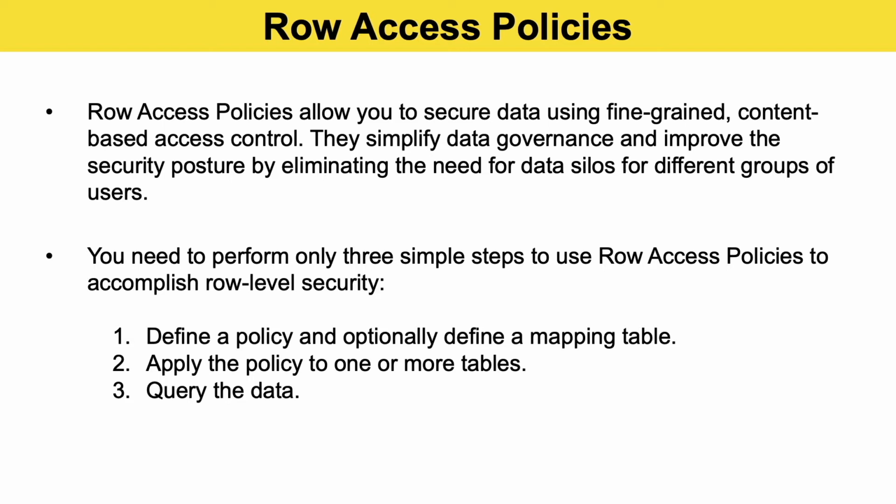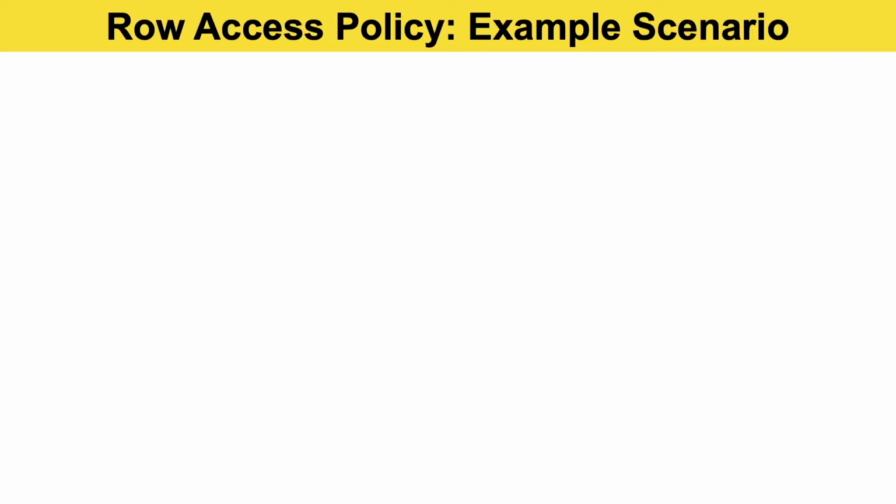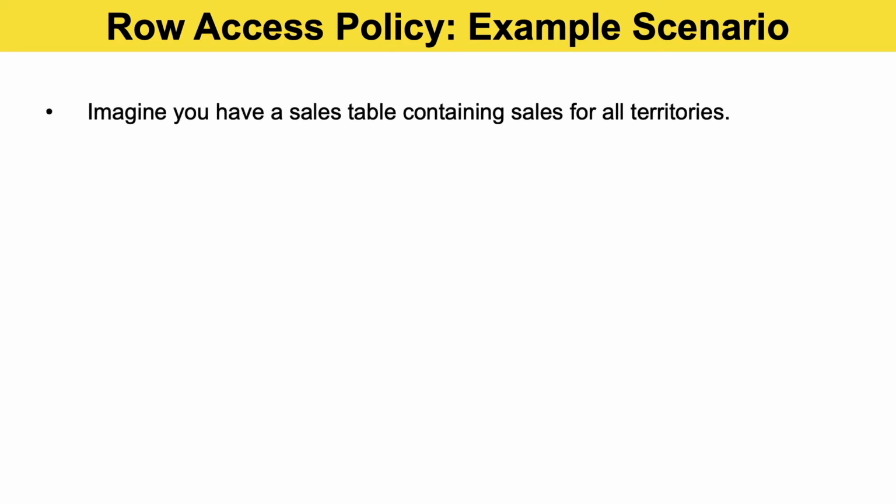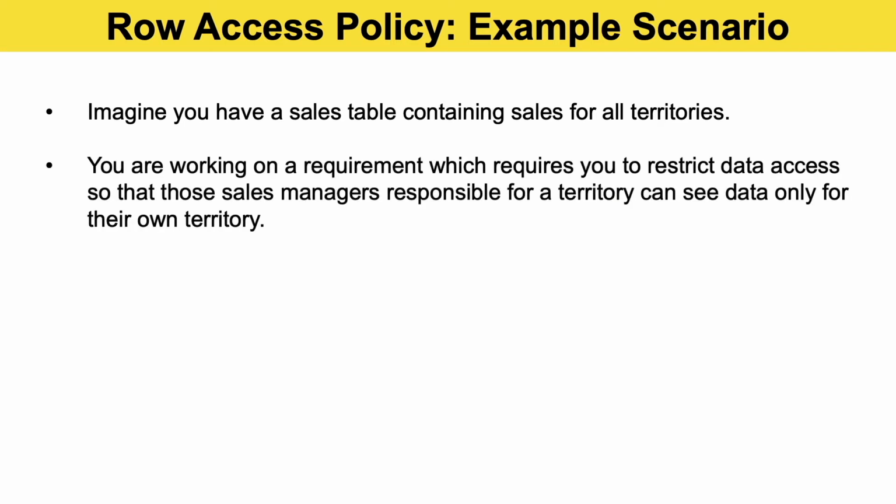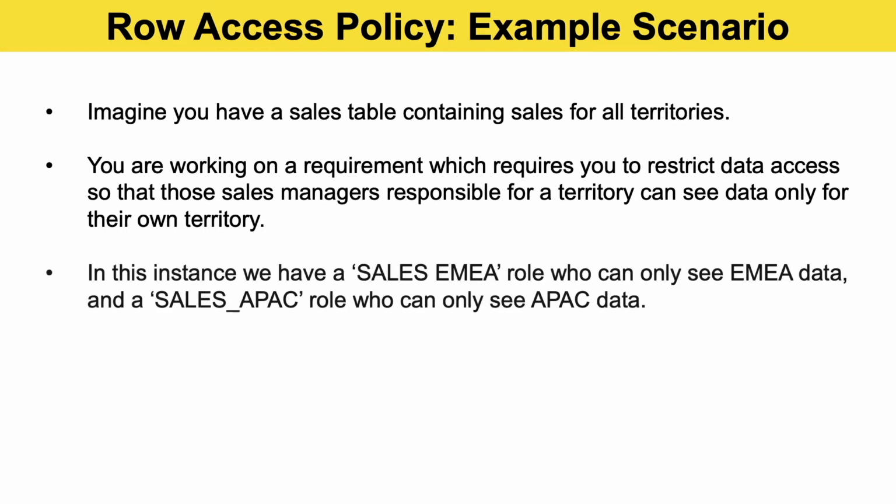So it's pretty straightforward. Before we get into the demo, let's just talk about the scenario that we're going to work through today. So imagine that you have one sales table containing sales for all different territories within it. You're working on a requirement which requires you to restrict data access so that only those sales managers responsible for a particular territory can only see data for their respective one.